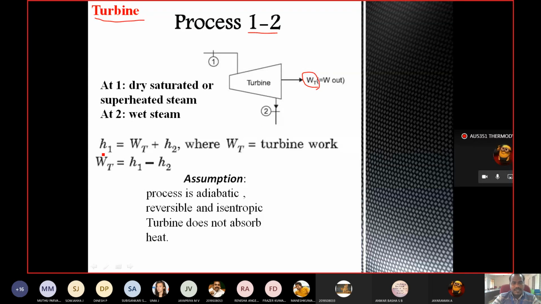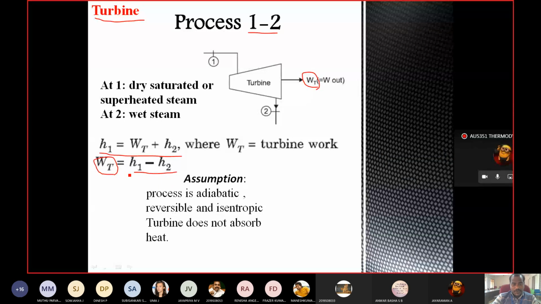So if you consider the enthalpy in state 1, that will be calculated as the work of the turbine plus the enthalpy at the exit, right? WT will be the turbine work, and we can calculate this WT by rearranging the formula, right? So we can also rewrite the equation as WT equals H1 minus H2, that is the change in enthalpy, right? So in the turbine, we can find the turbine work from the difference of the enthalpy, right?